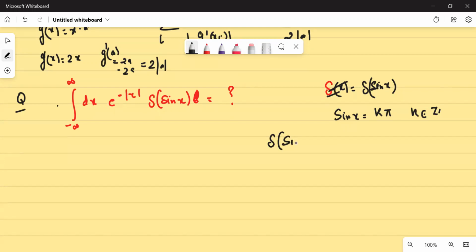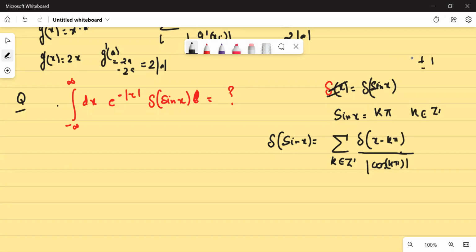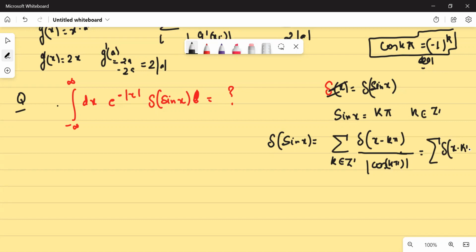Now try to write it in this fashion which I've already written. So Dirac of sin of x will be equal to the sum over k in Z of Dirac of x minus k pi divided by the modulus of cos k pi, because the derivative of sin is cos, and cos at k pi would either give you +1 or -1. So cos k pi can be either +1 or -1 depending upon k. So this will be -1 raised to power k, and you just take a mod of it. If you take a mod of it, this will be 1. So this will give you the summation of Dirac of x minus k pi. Is that clear to you?